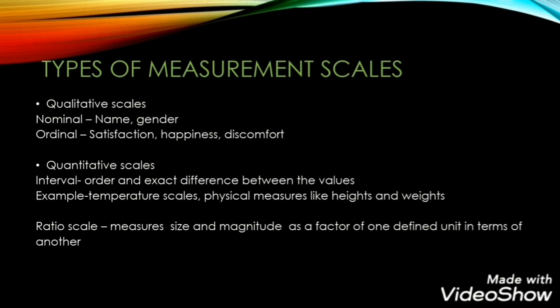Then coming to the next one, interval scale. These are numeric scales in which we know both the order and the exact difference between the values. Celsius temperature is an example of an interval scale. Then coming to ratio scale. Ratio scale can measure the size and magnitude as a factor of one defined unit in terms of another. Data measurement on ratio scale permits all mathematical operations to be used, including addition, subtraction, multiplication, division, and square roots.